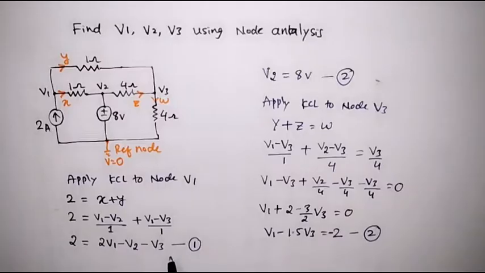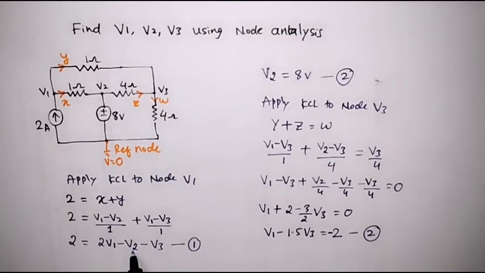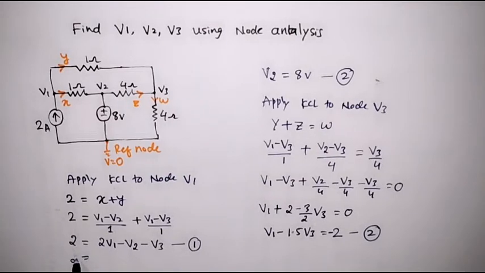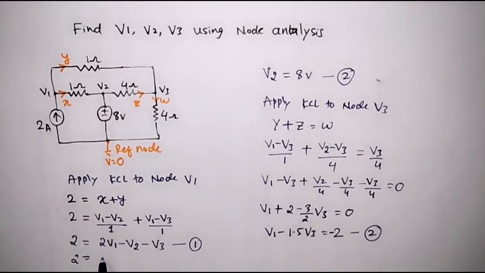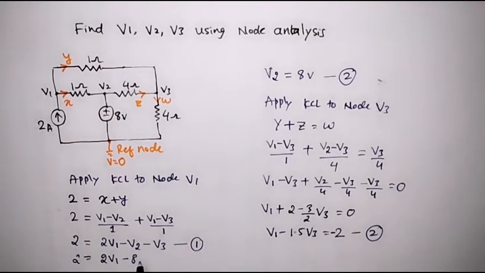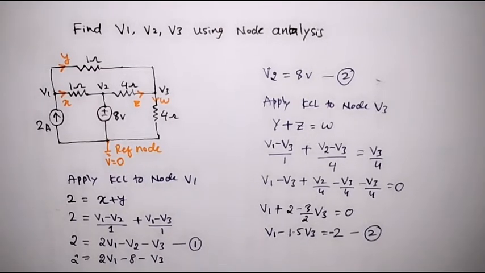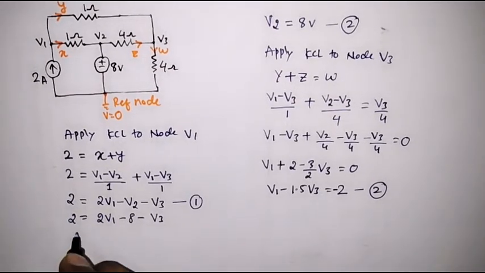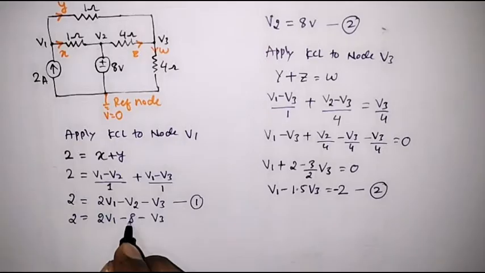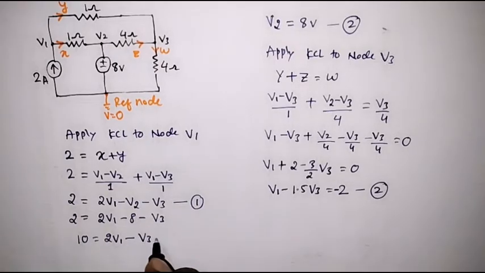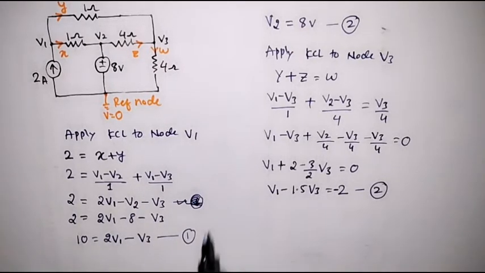Now here we can substitute the value of V2 in equation 1, so I can represent it as 2 is equal to 2V1 minus 8 minus V3. I'll take the 8 to the left hand side, it will become 10 is equal to 2V1 minus V3. We'll call it equation number 4.